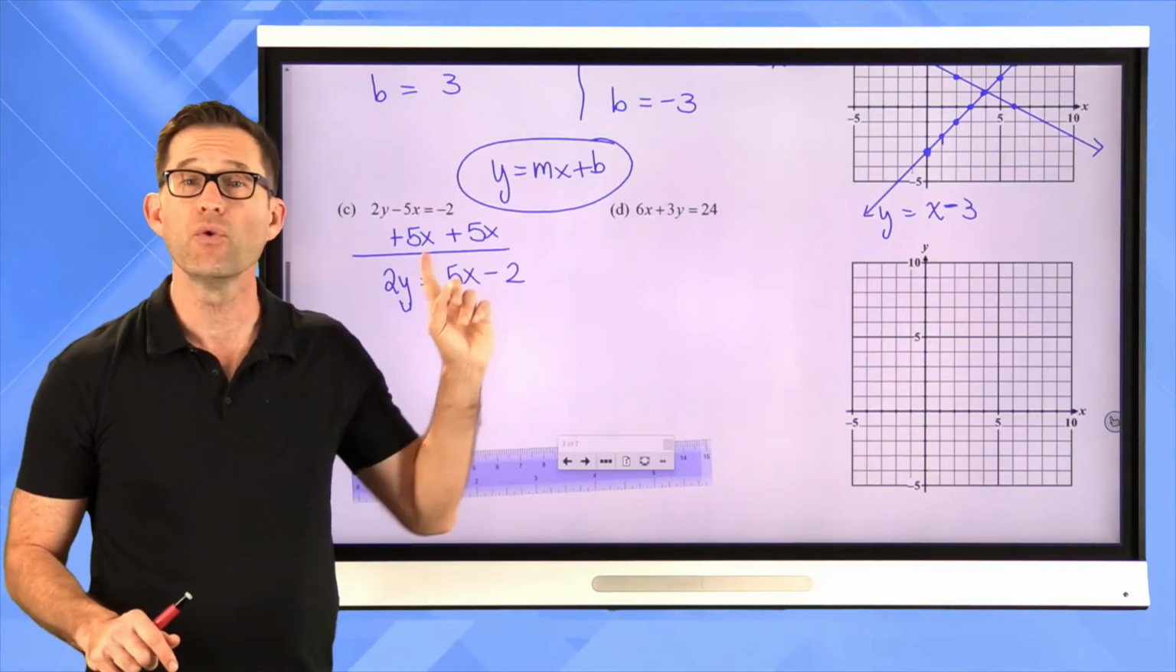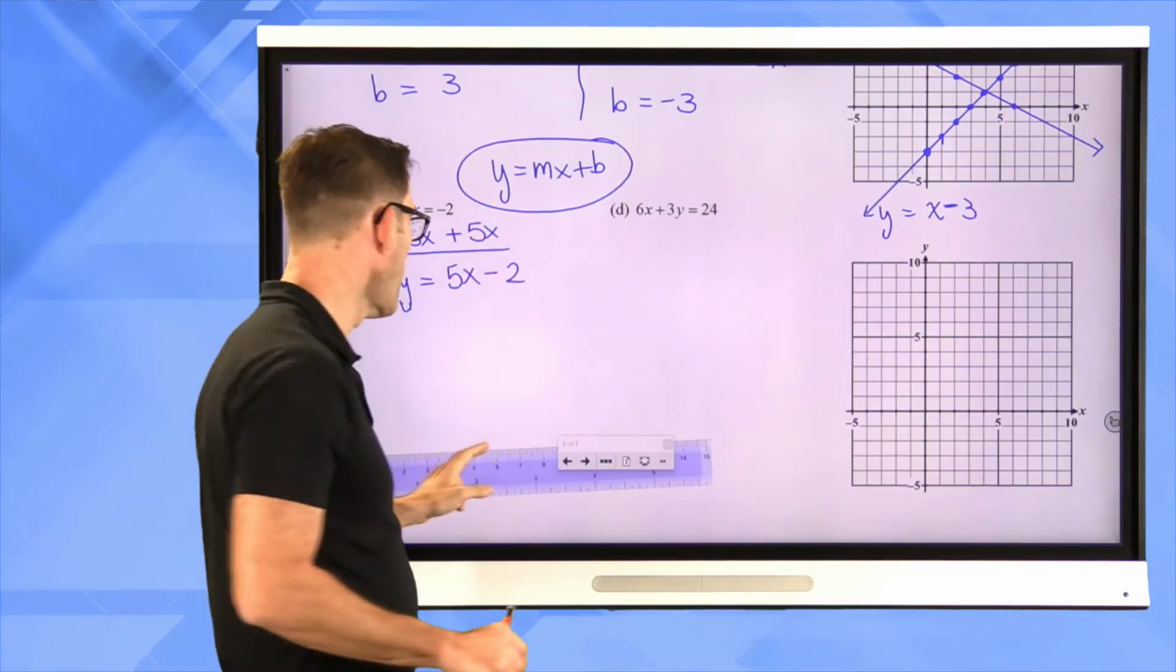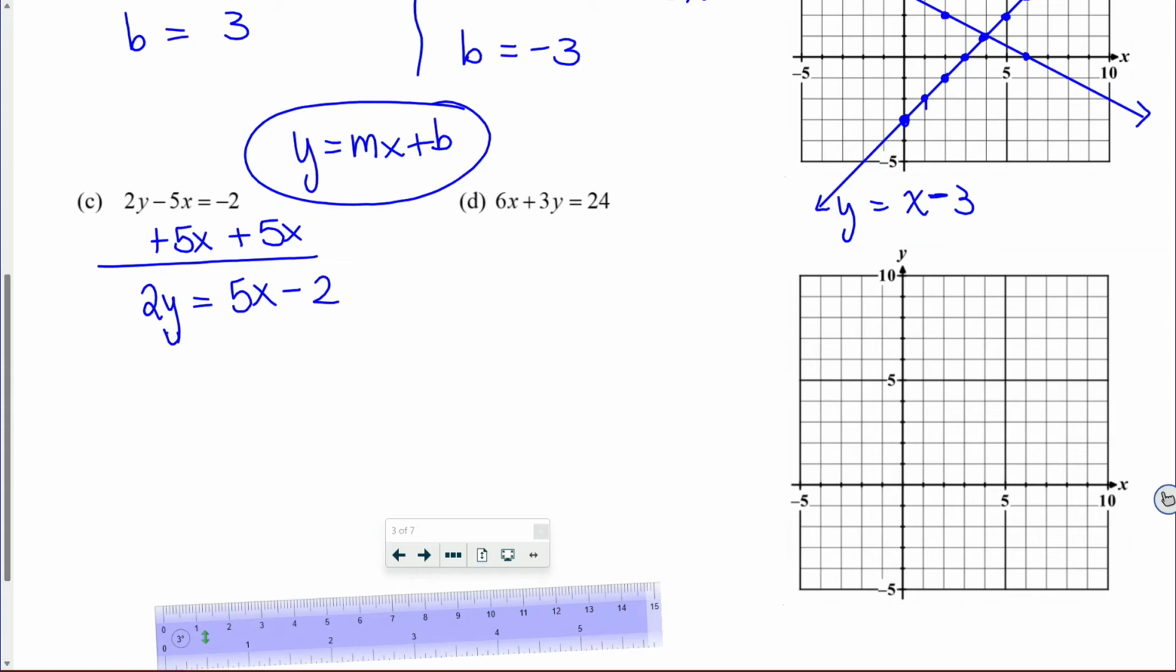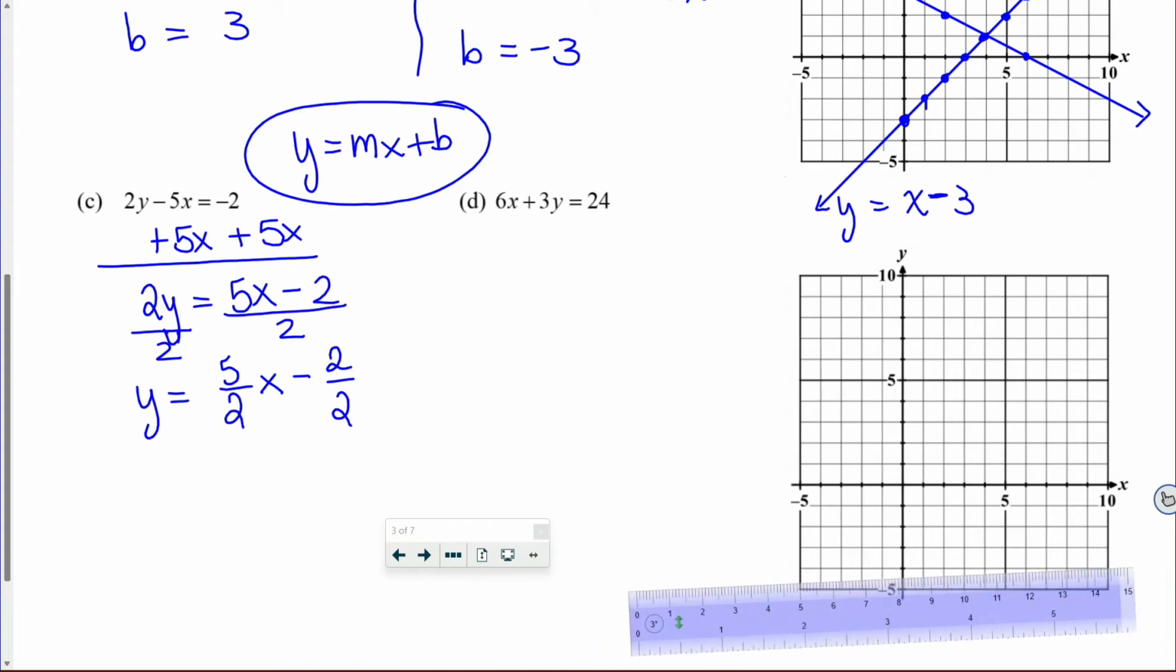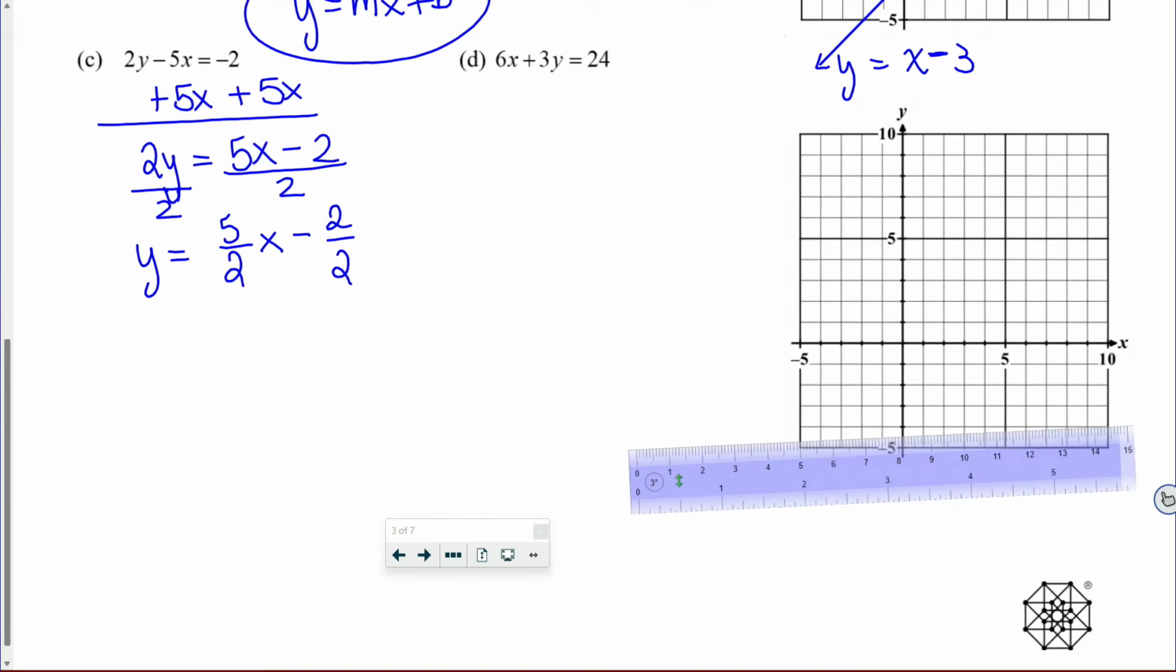Now, I can't have 2y, I have to have only 1y, in which case I'm going to divide both sides of my equation by 2. Now, division will distribute. In other words, I'm going to get y equals 5 divided by 2 times x minus 2 divided by 2. Okay? But continuing just a little bit farther, 5 divided by 2 can't be simplified, but 2 divided by 2 can.